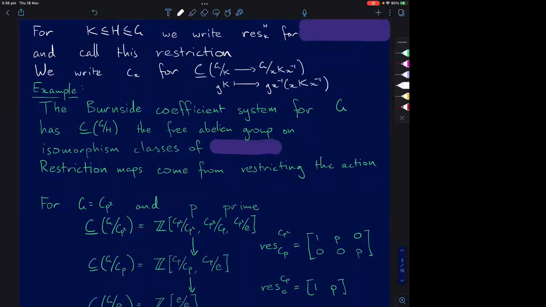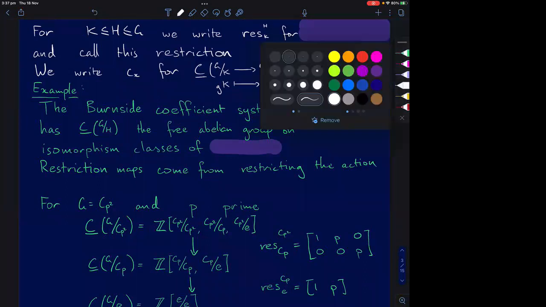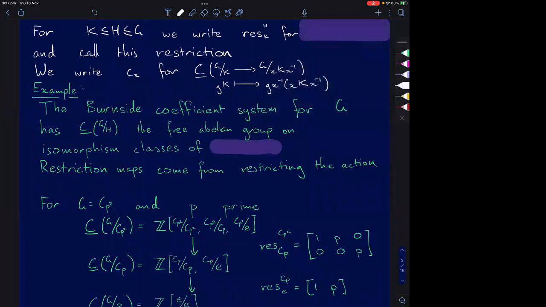So as I said, we only need to say what conjugation does and what restriction does, because all the maps break up into those things. So restriction is, we rewrite restriction from H to K for the image of this quotient map when K is a subgroup of H. And then I've put down what this CX map is: conjugation. I'm not really going to talk about conjugation at all. It's always an isomorphism.